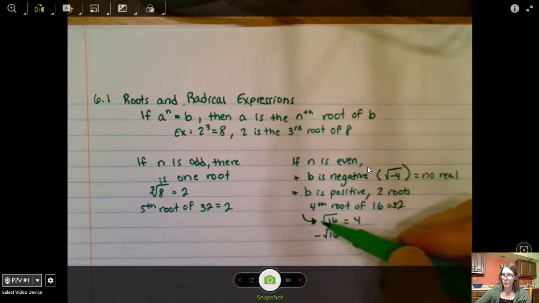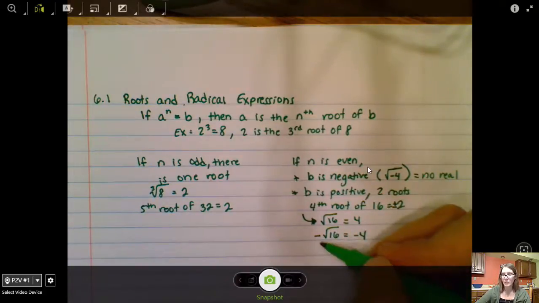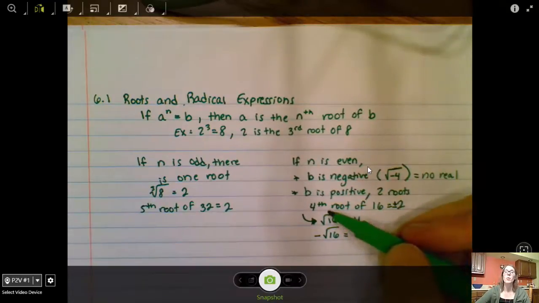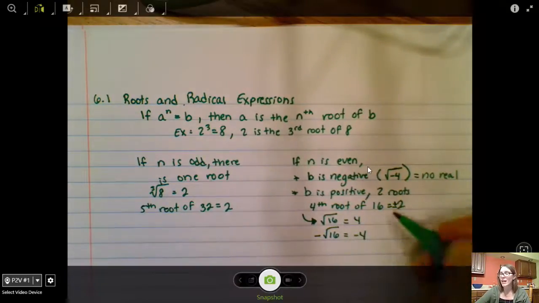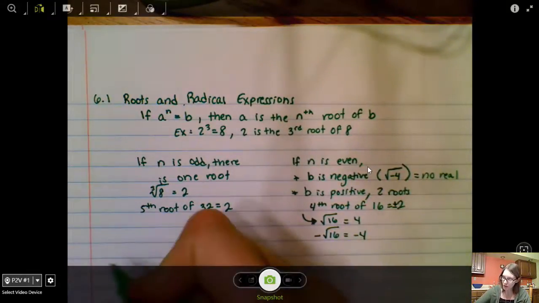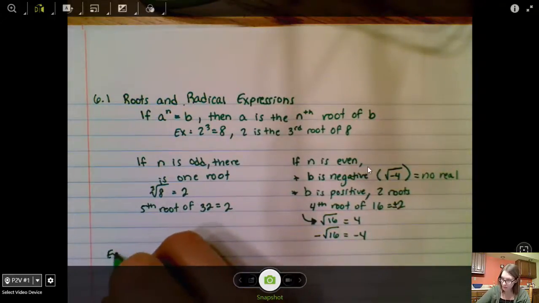If you have the root actually written in, then we just care about whatever that sign is. So this one's the positive square root, it's just positive 4. This one's the negative square root, it's just negative 4. But if you have in words the fourth root of 16, that's where we care about plus or minus. All right. So again, a couple extra examples here.